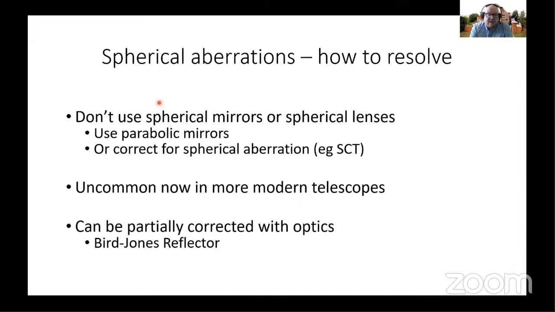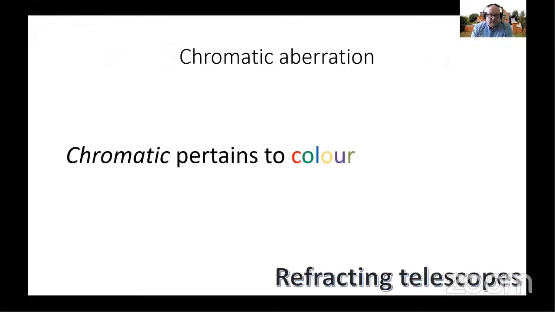Now, Schmidt-Cassegrains, the primary mirror in a Schmidt-Cassegrain is actually a spherical mirror, because it's cheaper and easier to make, but the glass corrector plate at the front actually goes a long way to correcting the spherical aberration. So there isn't any spherical aberration in an SCT, even though it has a spherical mirror. As I say, it's now an uncommon problem for most telescopes. Now, the next thing we're going to think about is chromatic aberration.